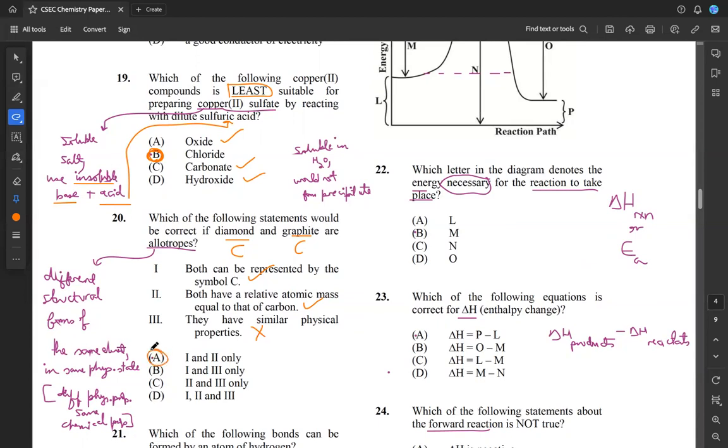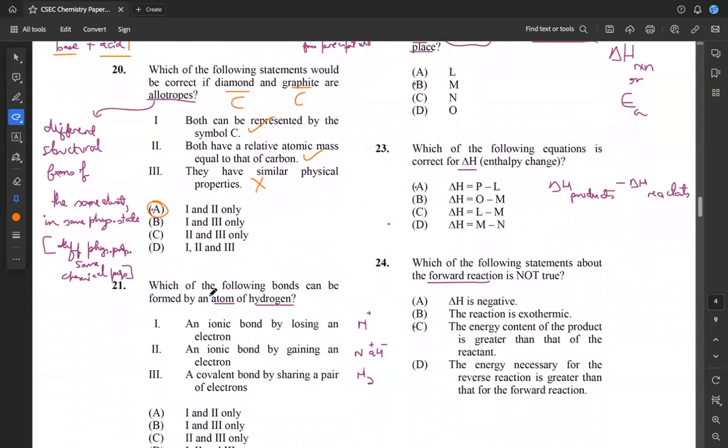Okay? All right, so moving right along now to 21. 21 says, which of the following bonds can be formed by an atom of hydrogen? So what kind of bonding is possible with hydrogen? Can we form an ionic bond by a hydrogen atom losing an electron? Yeah, and that would be H plus. That's very common when we have acids being ionized or anything of that nature. So we can form an ionic bond that way. What about an ionic bond by gaining an electron? If the hydrogen gains an electron, it would end up being what?